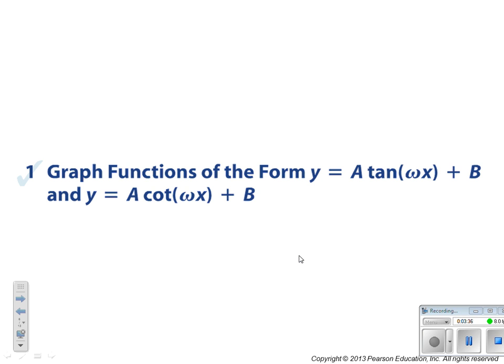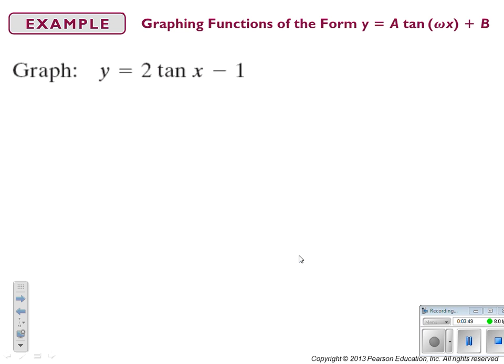All right, so now we're going to translate it. So graph functions of the form y equals a tan omega x plus b, and y equals a cotangent omega x plus b. So if we're going to take our tangent function, what we know about transformations is 2 tangent x minus 1 is going to take our tangent function and move it down 1. So where we were crossing the x-axis at 0 is all going to be moved down 1. And then we are going to have a vertical stretch of 2.